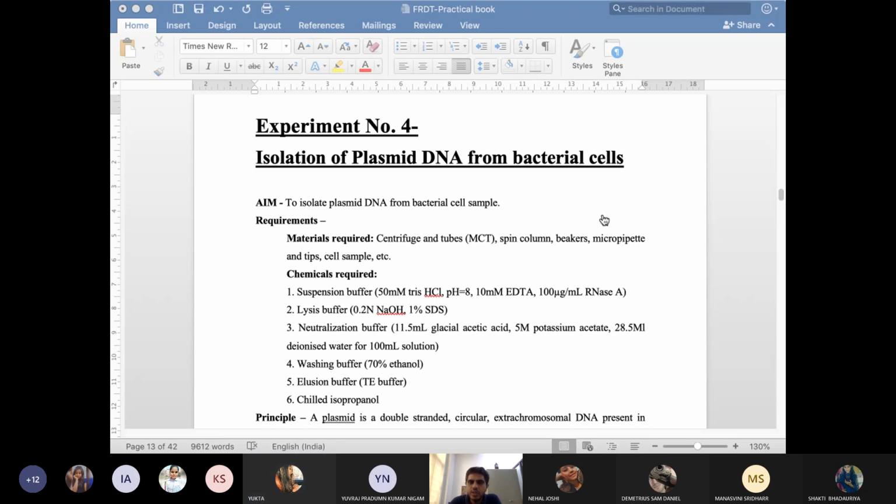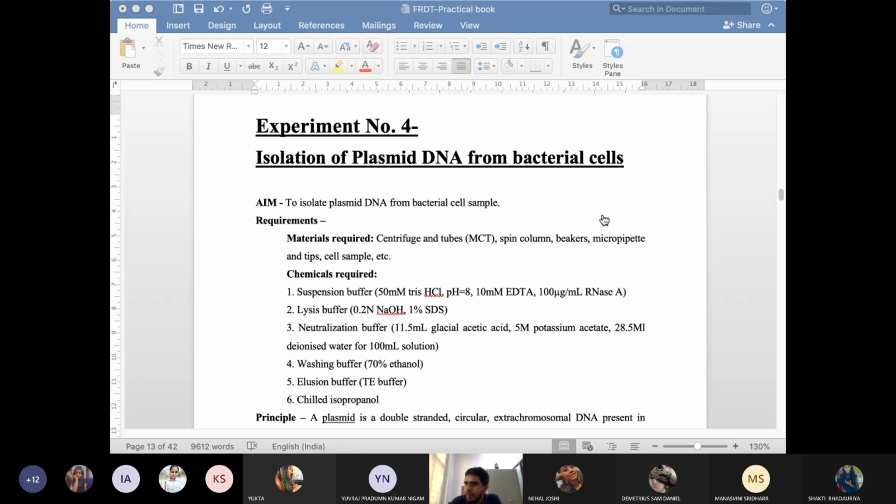Supercoiling. So these are the two properties on the basis of which we are able to separate our plasmid DNA from your chromosomal DNA. First property is the size, and the second property is the supercoiling. So how is this supercoiling going to help you?